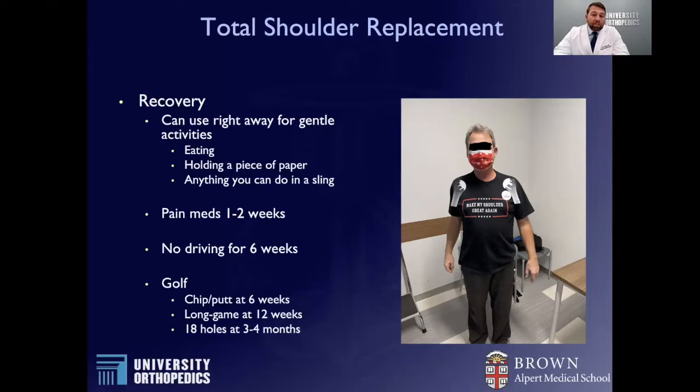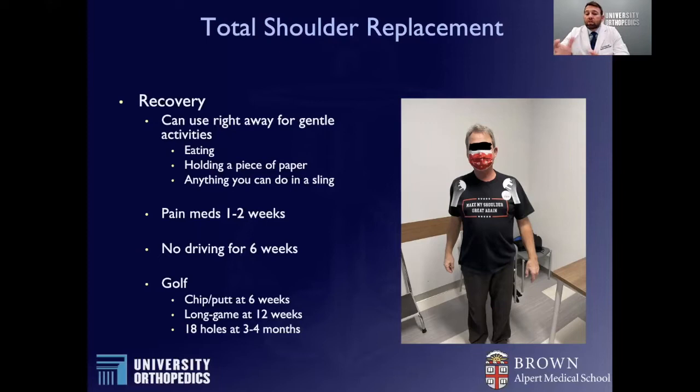Most patients use pain medication for 1 to 2 weeks, and there's no driving generally for 6 weeks, or at least not using the arm that you had the shoulder replacement on. Most of my patients, sometime between the 6 and 12 week point, tell me that their shoulder feels better now than it did before surgery. There's still recovery that happens up to 6 months, and even to a year, you get some improvements.